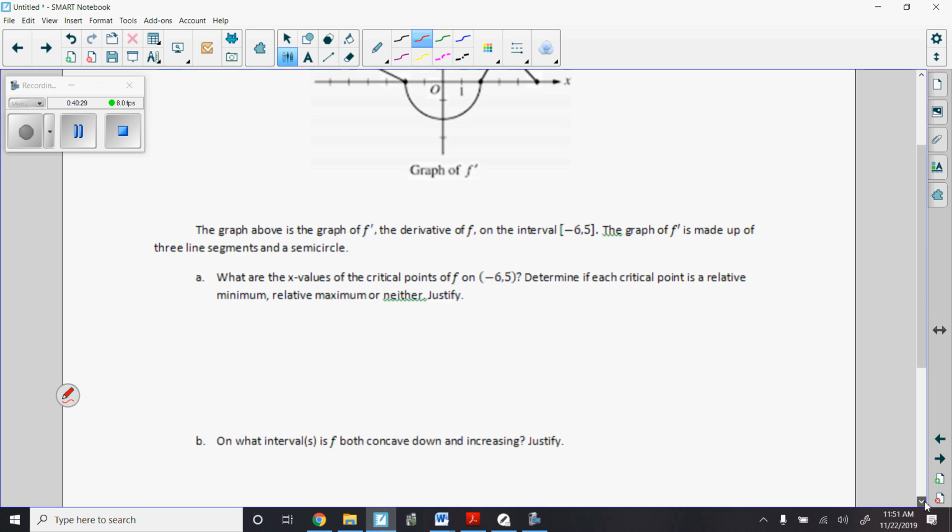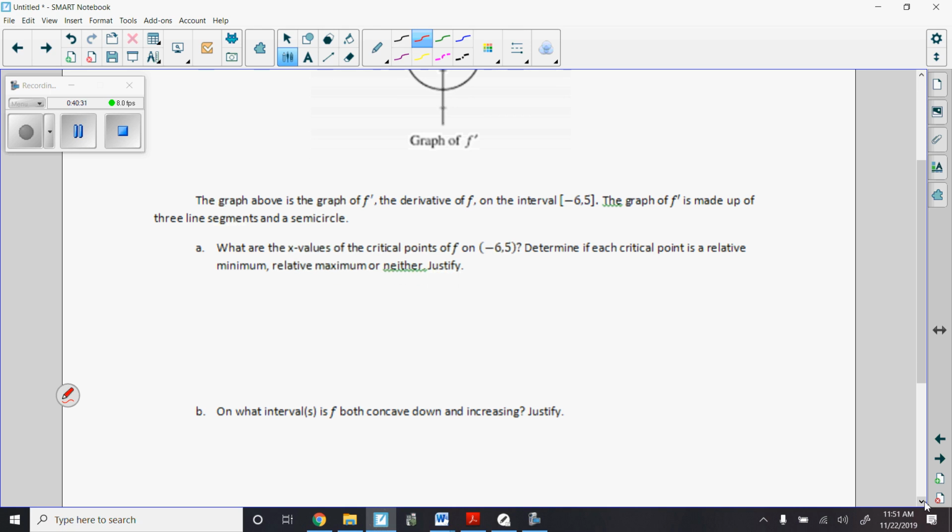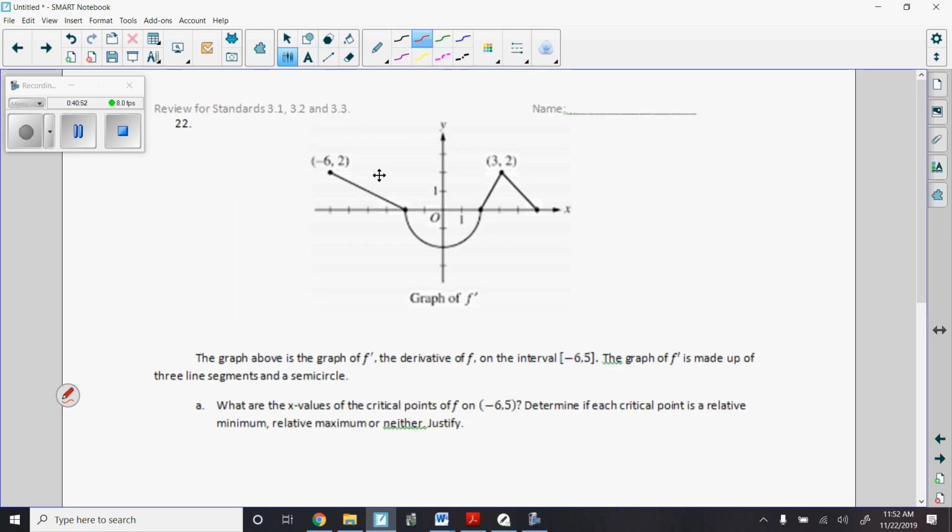Okay. B is kind of a new problem so far for this video. On what intervals is f both concave down and increasing? So I need to look for two things. F needs to be concave down and f needs to be increasing. So I'm going to start with increasing first. F is increasing when f prime is positive. So I'm only looking at the top part of the graph. Okay, I can ignore this semicircle down here.